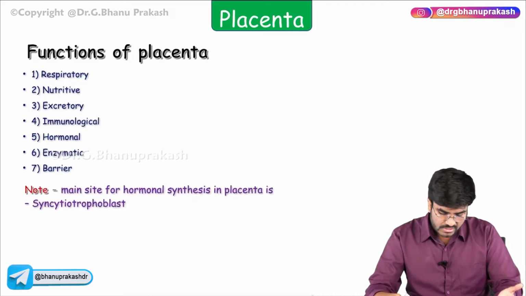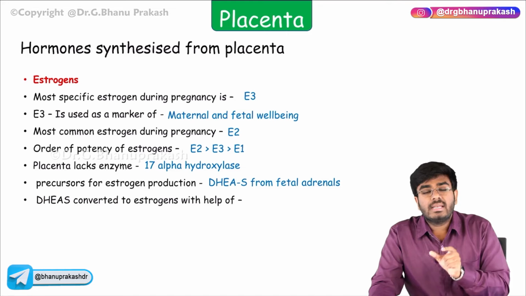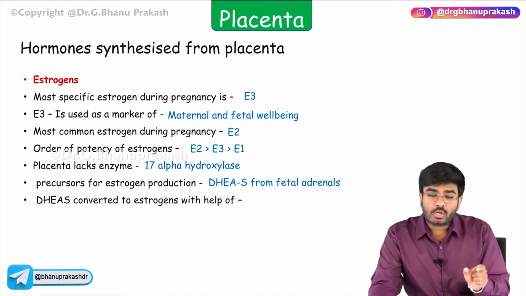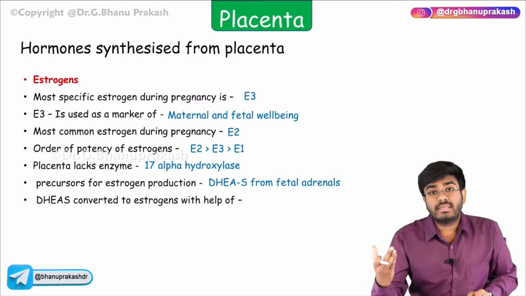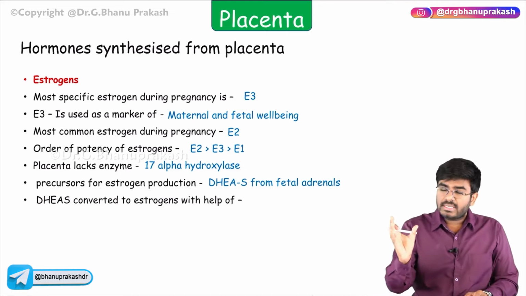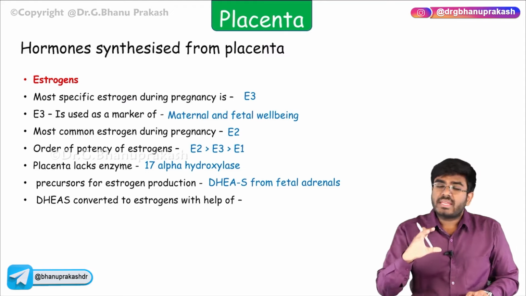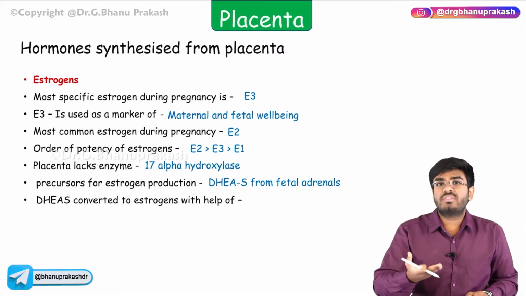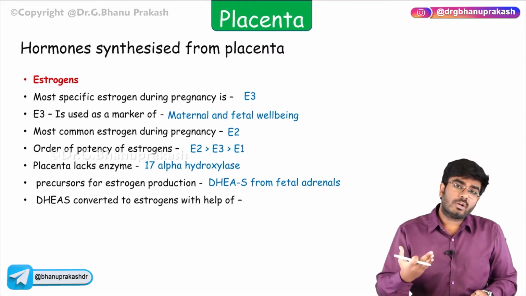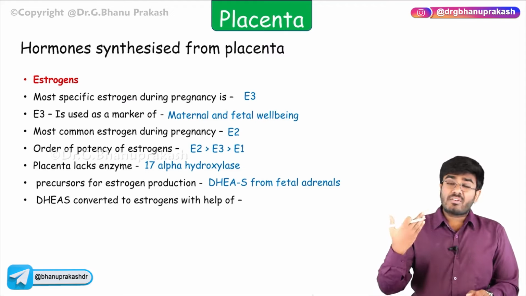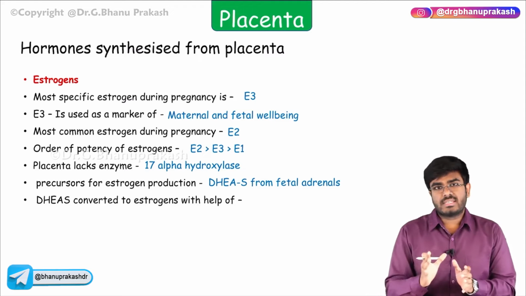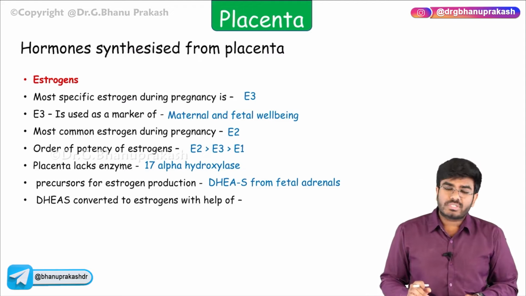So, the precursor of estrogen production in the placenta is DHEAS, dehydroepiandrosterone sulfate, which is produced from the fetal adrenal glands. Now, this DHEAS will be taken by the placenta. It will be converted into estrogen with the help of the enzymes 3-beta hydroxysteroid dehydrogenase, sulfatase and aromatase. With the help of these enzymes, estrogen is going to be produced in the placenta.